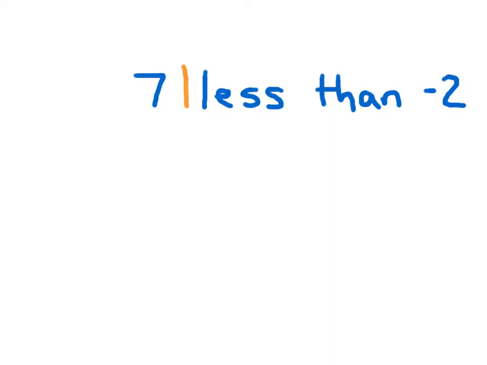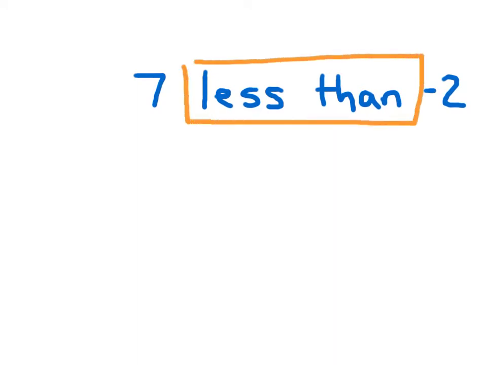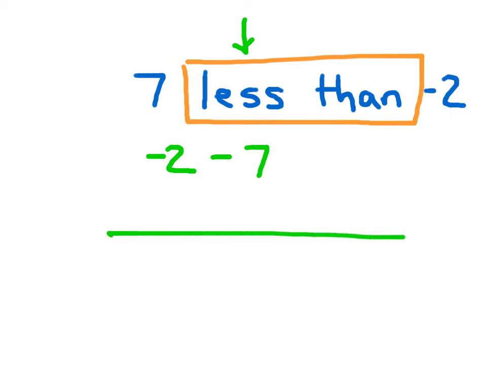Here's another type of problem we might face. You'll notice now we're saying less than. 7 less than -2. Now if we were to write a number sentence for this, we'll start with the -2 as before, and instead of adding 7, we'll go ahead and subtract 7 because it says less than. Now when we're subtracting, you end up going to the left on the number line instead of towards the right.